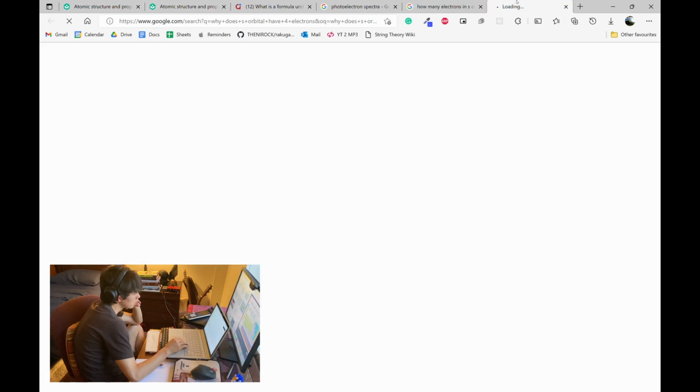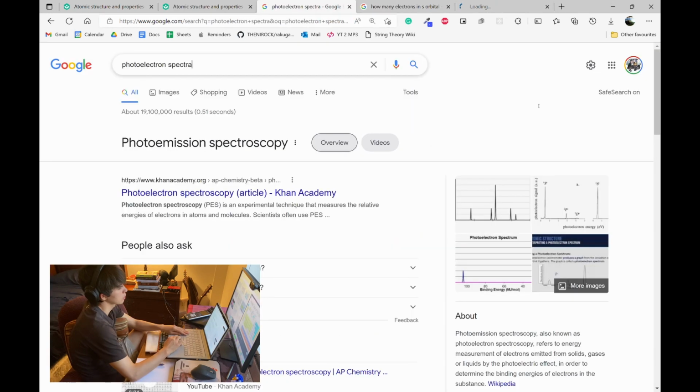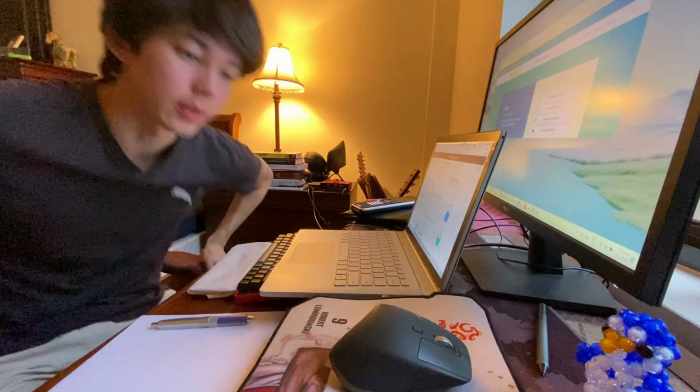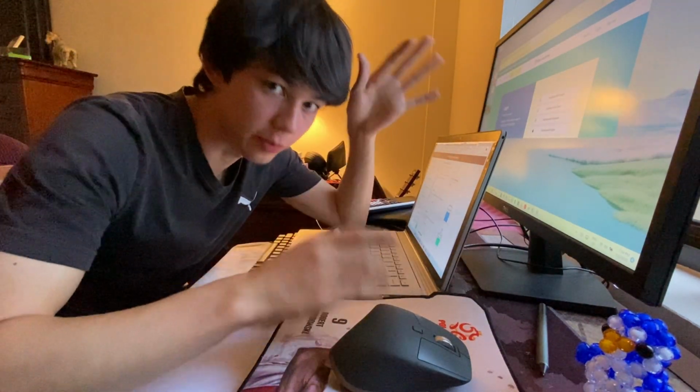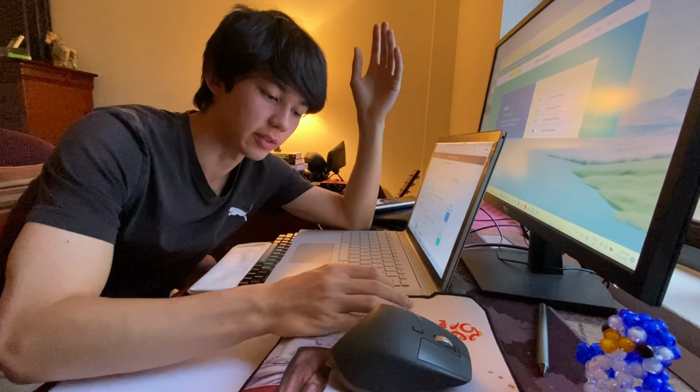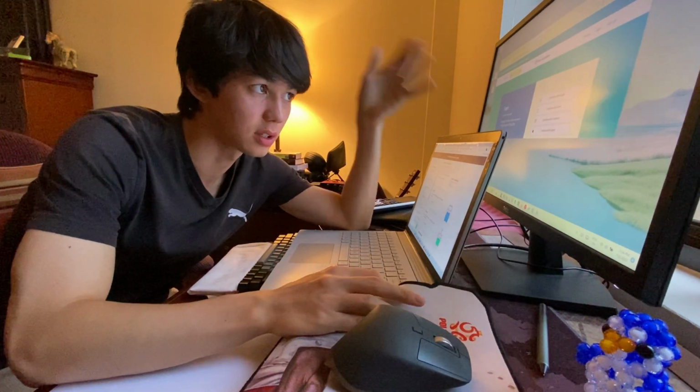So, okay, is the internet gone or something? What is happening? Microsoft Edge is not responding. This is great. So there was a bit of an unfortunate glitch with Microsoft Edge, and it's deleted all my progress.